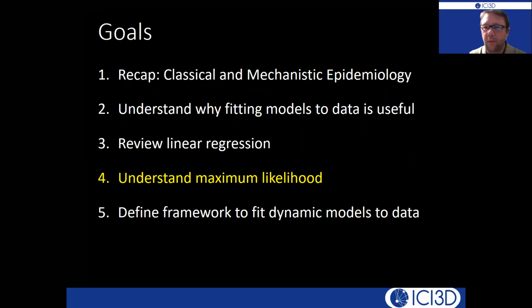Next, what I want to talk about is maximum likelihood and take a closer look at what actually happens when we do maximum likelihood estimation. And then how does it fit in when we apply it to dynamic models?